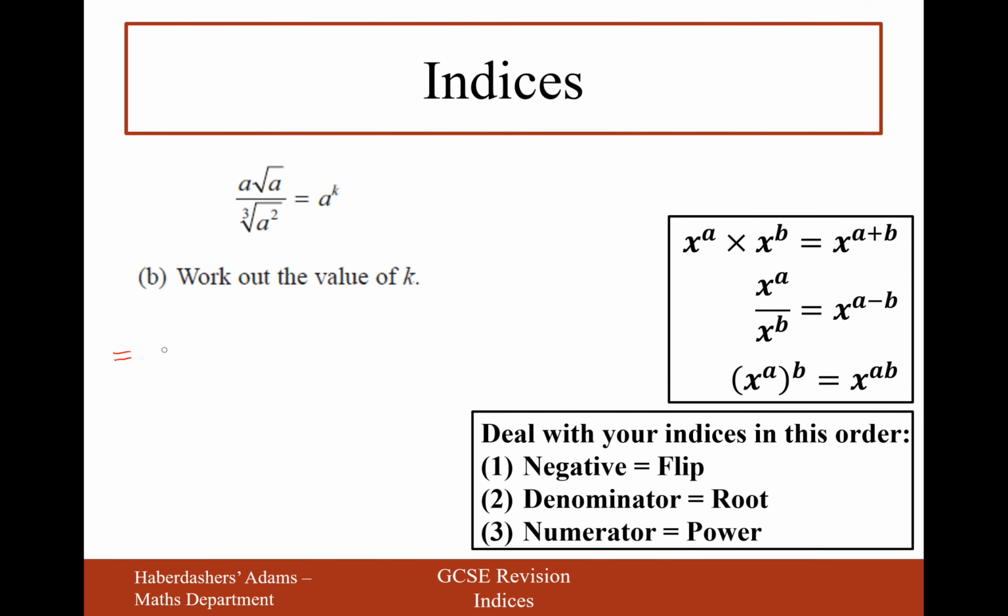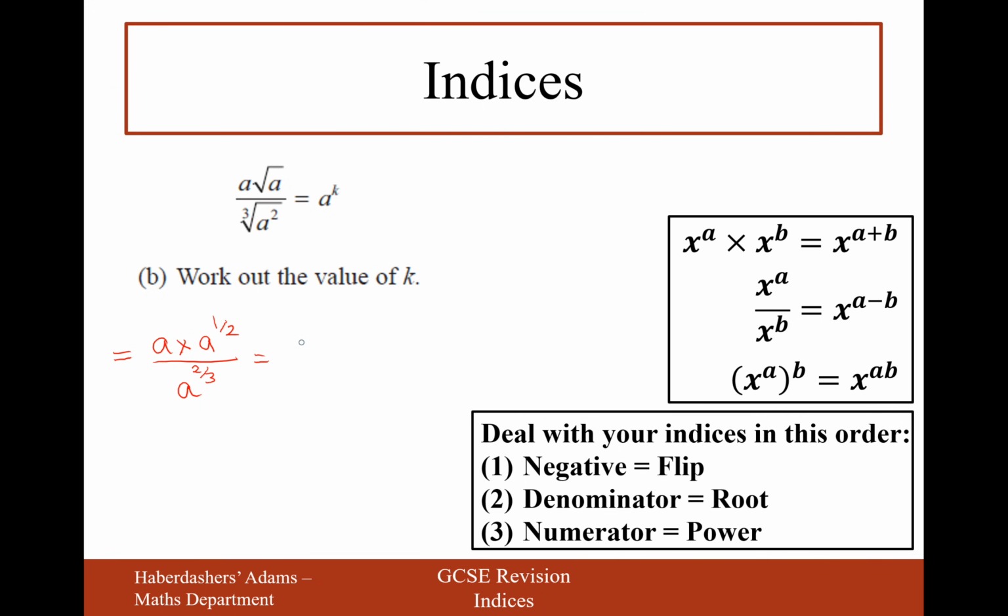So it's going to be a times the square root of a, and we all know that the square root of a is a to the half. That's what it would be as an indice. Over, now it's going to be a squared, and root will be 3. So if the root is the number 3, and the power is squared, it's going to be a to the power of 2/3, because the third is the rooting value, and 2 is the powering value.